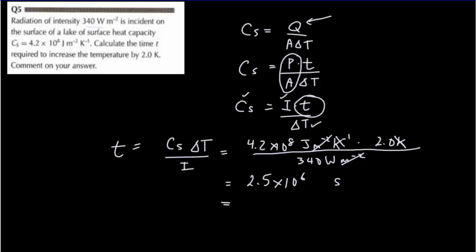If we convert that to days, we get 29 days. That answer assumes that you're always getting that same intensity of radiation on the lake all the time. Of course, that's not going to be happening at night. So in fact, the time's going to be considerably greater than 29 days.